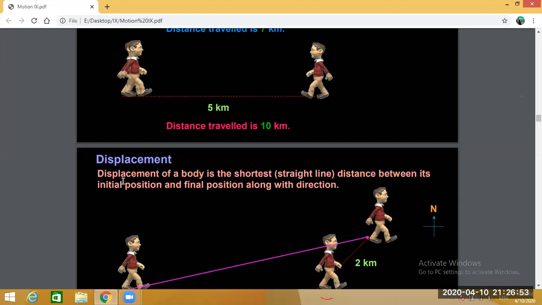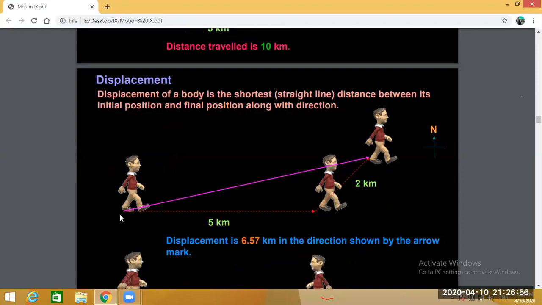So look at it. A person starts moving from here to this and covers 5 kilometers, and then he turns left, changes his direction and follows this path and covers 2 kilometers distance. Now the question is that the starting point or initial point for the person is here and the final point is here. So what is the shortest distance between the initial and final point?